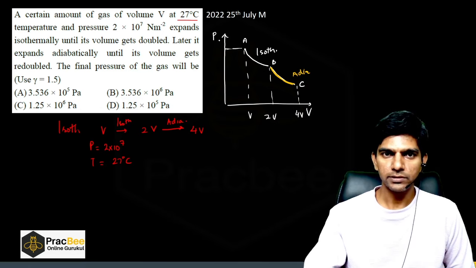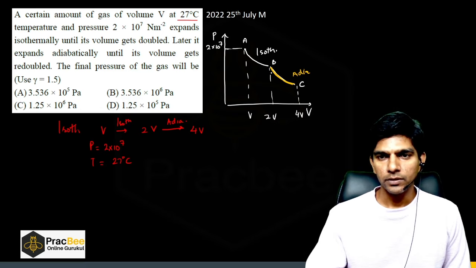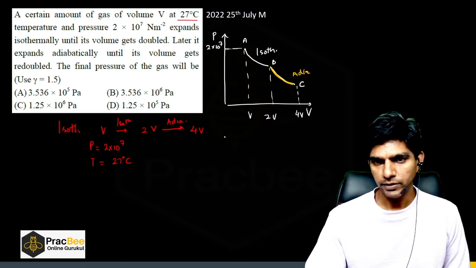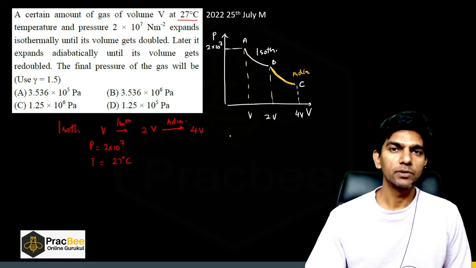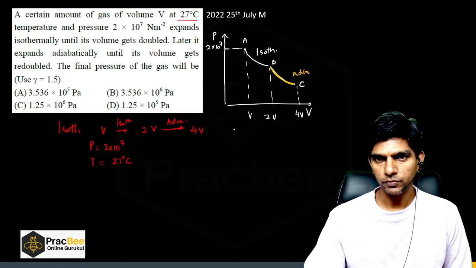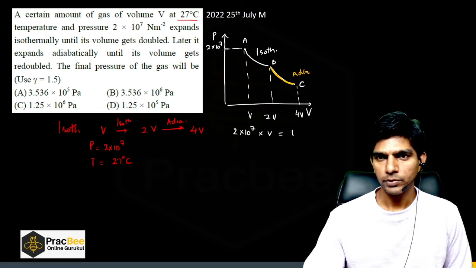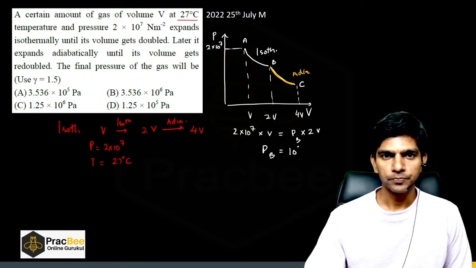And at A, the pressure is given as 2 into 10 raised to 7. Okay, so can we find the pressure at B? Yes, we can find pressure at B because for an isothermal process, P1 V1 is equal to P2 V2. So we can say 2 into 10 raised to 7 times V equals pressure at B times 2V, right? So pressure will become half. So it becomes 10 raised to 7 Newton per meter square.